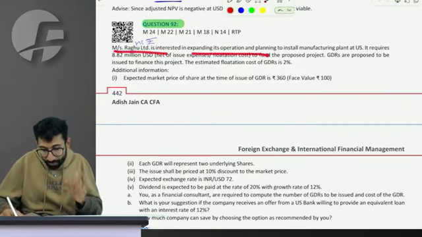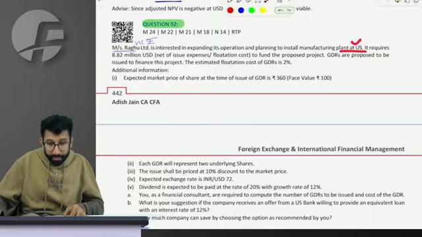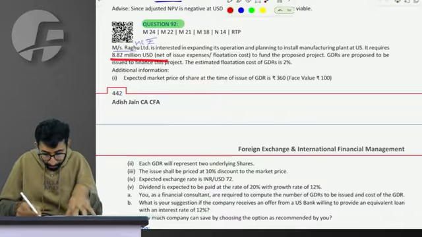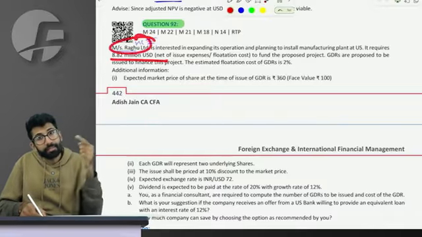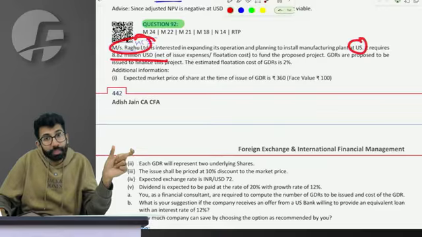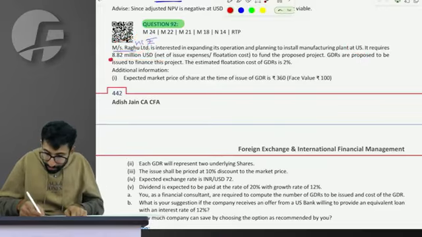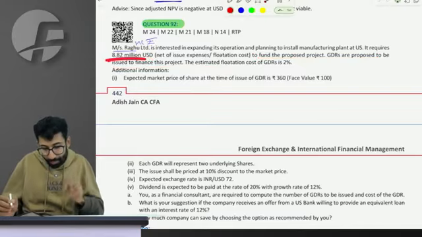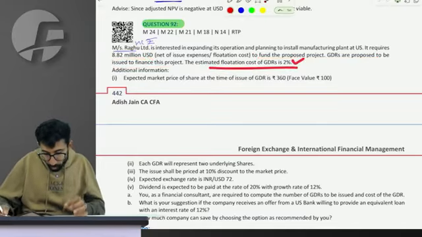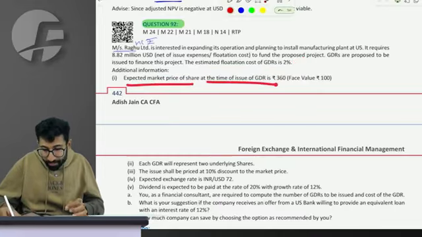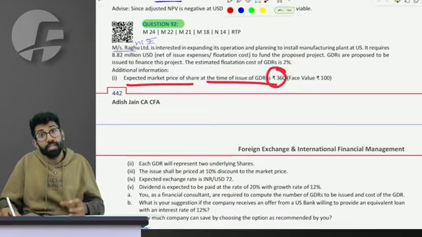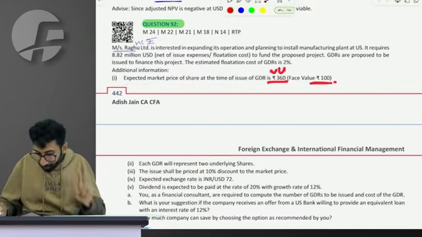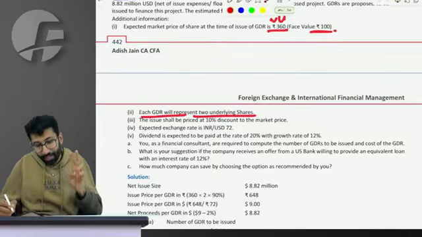Raghu is interested in expanding an operation in US, for which it needs USD 8.82 million. Raghu is an Indian company, right? But it has to make an investment in US, which is why it's planning to raise an amount from US only, correct? How much does it need? 8.82 million. Flotation cost is 2%. Expected market price at the time of issue is rupee 360 of this company in India, face value being 100. Each GDR will have 2 shares.